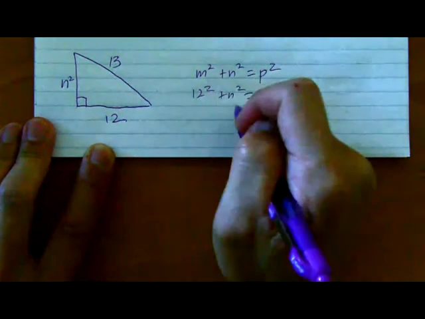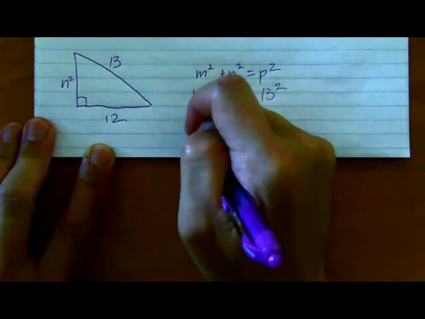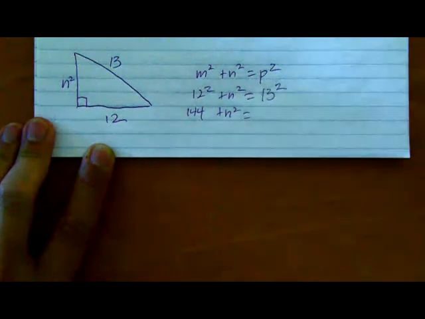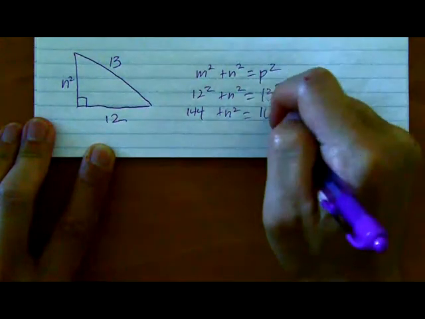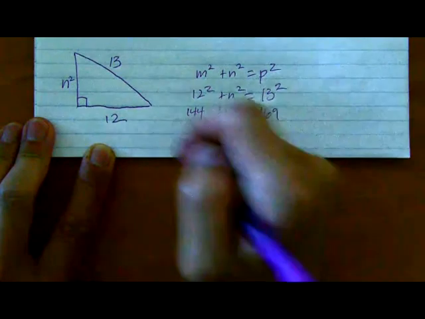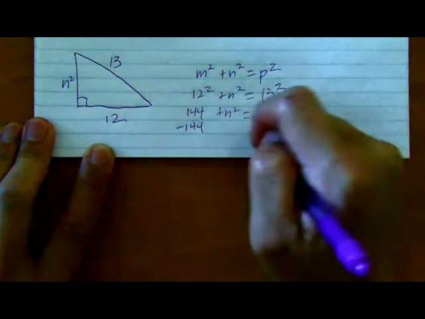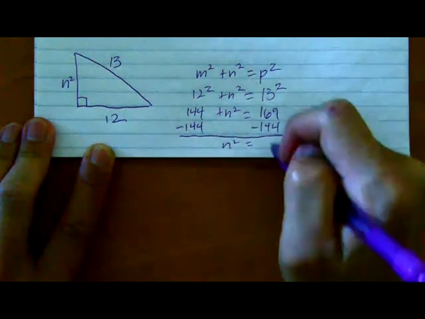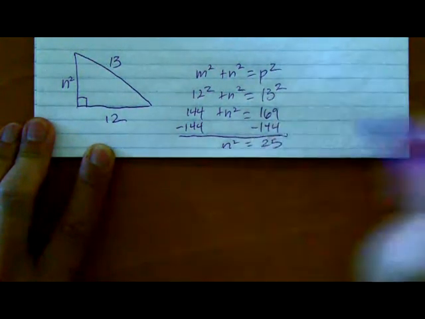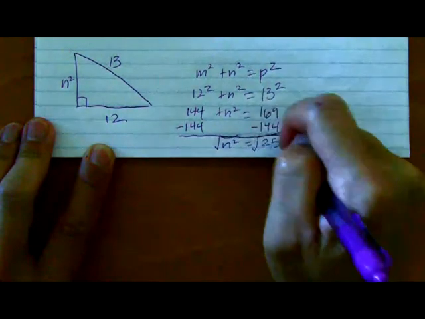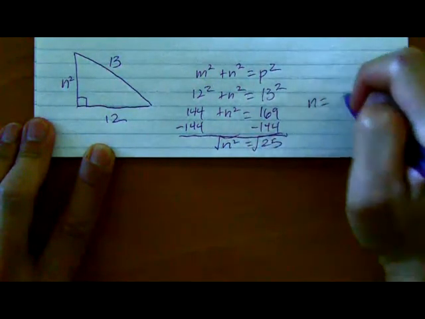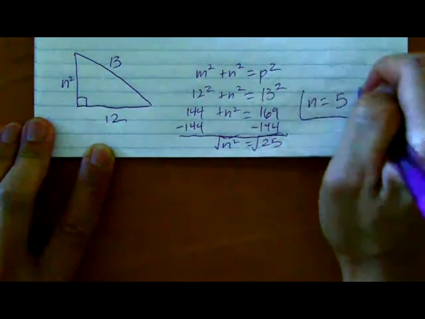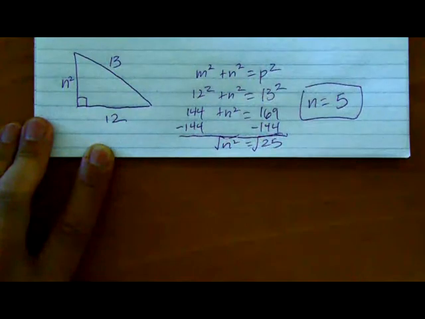Now we solve for n. 12 squared is 144. 12 times 12 plus n squared equals 13 times 13, which is 169. And now we solve for n. Oh, such luck. If I square root both sides, n equals 5. That is the length of that leg right there. Let's make this a little more challenging.